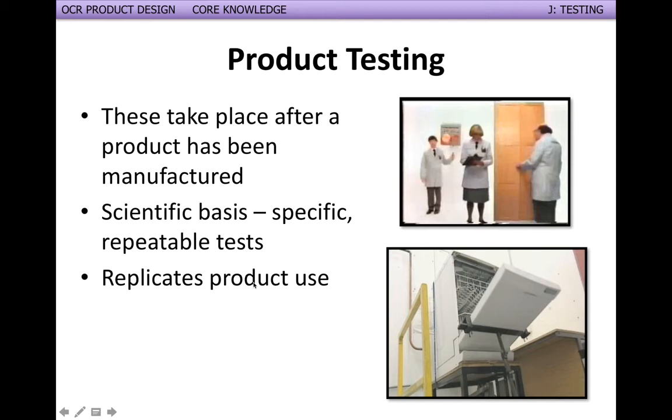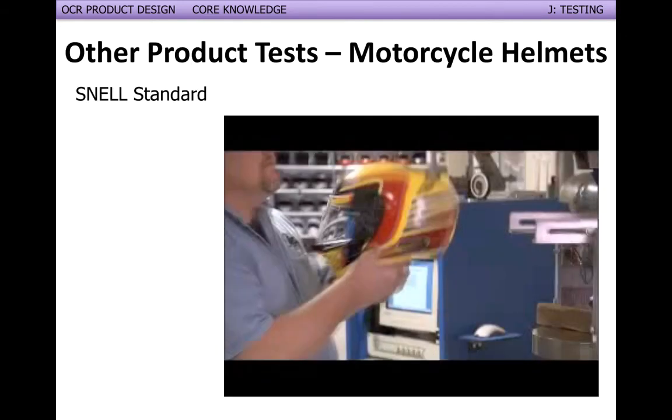Crucial to this are the use of jigs, test rigs, to be able to set these things up. So this is one for opening and shutting a dishwasher. But the key thing is it just needs to be repeatable, it needs to be exact, and it needs to replicate what would happen over long periods of use. The last thing I just want to look at are some other tests.